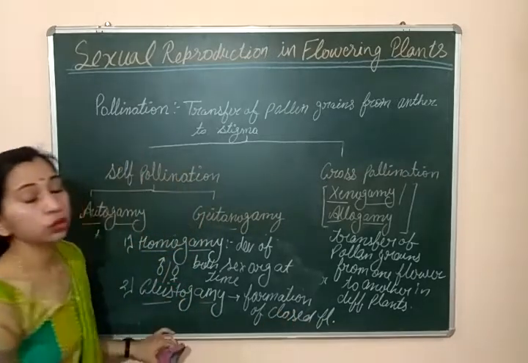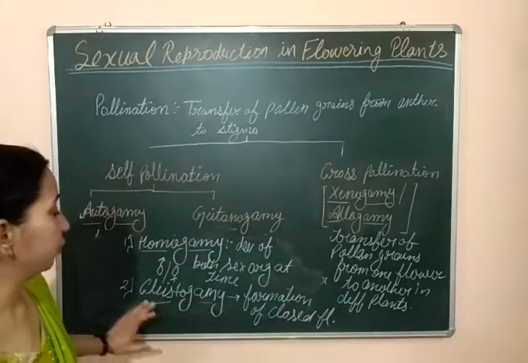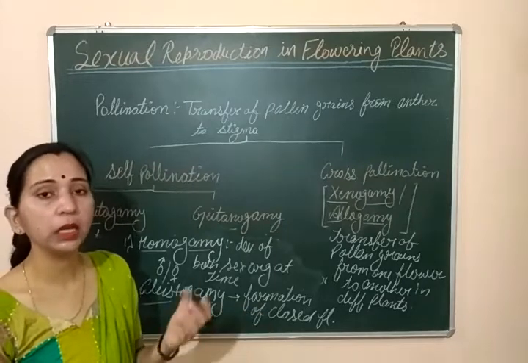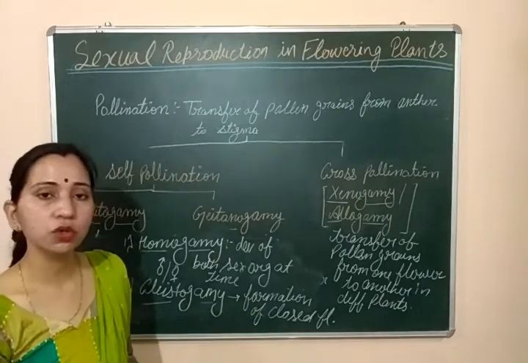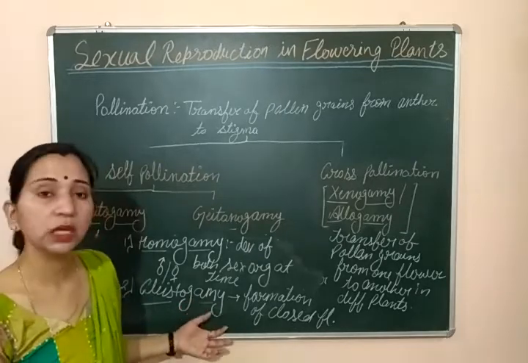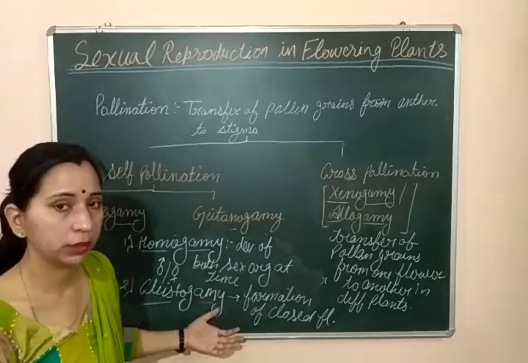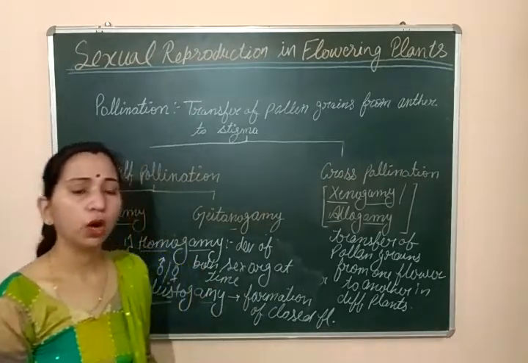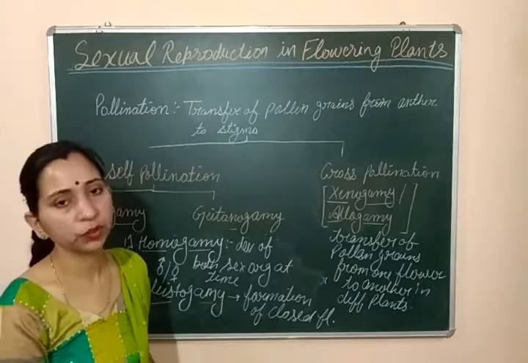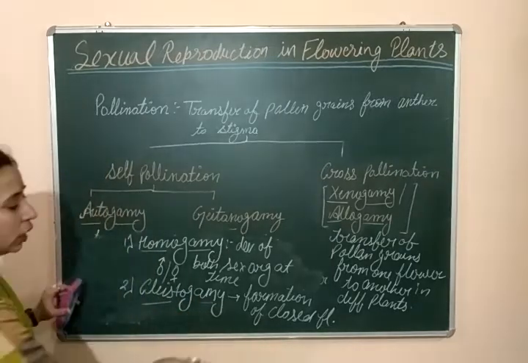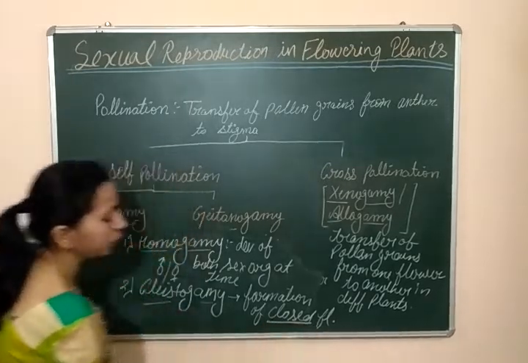Formation of closed flowers. Such plants form cleistogamous flowers in which the flowers remain closed, so that chances of self-pollination can be increased. Here the chances of self-pollination are 100% because no other pollen grains can reach the stigma of that flower, or pollen grains cannot be released out from the flower. Such flowers are known as closed flowers. Let's see how it happens.